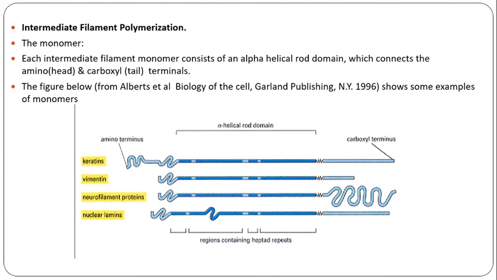So, intermediate filament polymerization. Here, a single monomer: each intermediate filament monomer consists of an alpha helical rod domain which connects the amino head and carboxyl tail terminals. See in this diagram, the carboxyl terminal, that is the tail, and the amino terminal, that is the head. The alpha helical rod domain region contains heptad repeats.